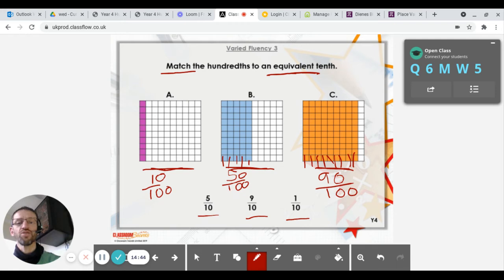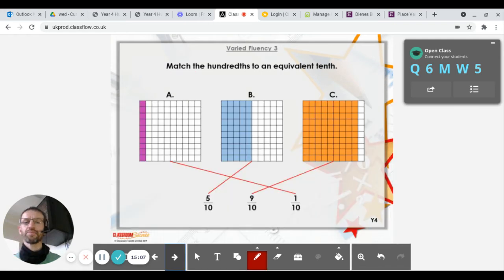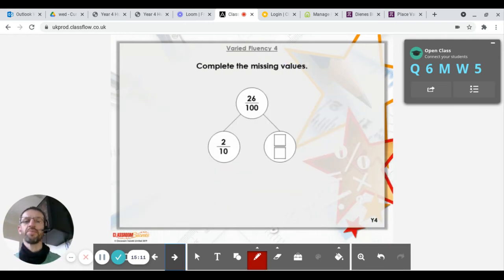Exactly. 90 hundredths is the same as 9/10. 50 hundredths is the same as 5/10. And finally, 10 hundredths is the same as 1/10. Okay, these are equivalent fractions. I can see a pattern there. Yep, there we go. We got it right.